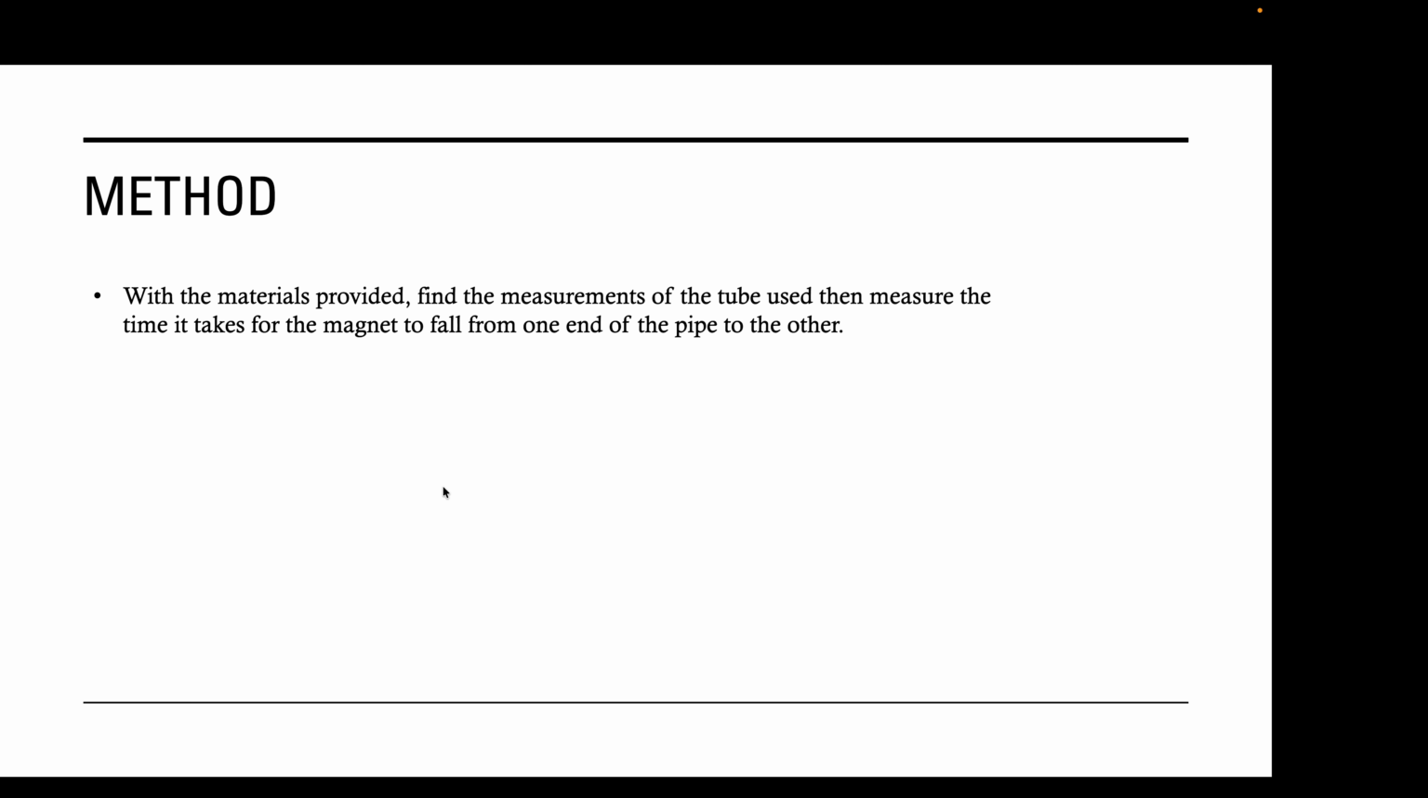Previews: the experimental time I got was 12.78 seconds, and the computational model time was roughly 12.8 seconds, with a magnetic dipole moment of 1.29 amps meters squared. With the materials provided, we are finding the measurements of a tube used to measure the time it takes for the magnet to fall from one end of the pipe to the other.